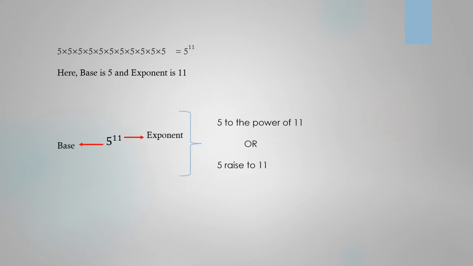To avoid that, we can express the same in another way using exponent. How will you write it? We can write it as 5 raised to 11. It means 5 is multiplied 11 times. Here base is 5 and exponent is 11. We can say it as 5 to the power of 11 or 5 raised to 11.